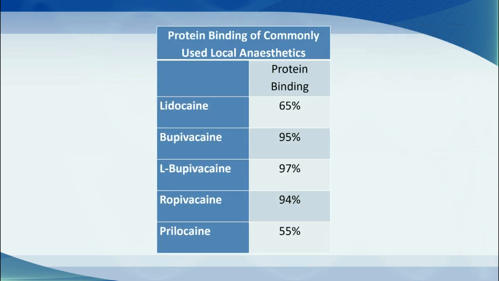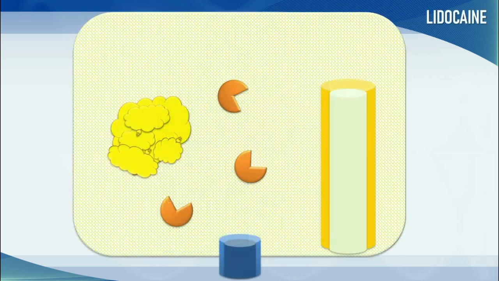This table shows you the percentage of the drug injected that binds to protein. The lowest protein binding is with prilocaine, 55%, and then lidocaine, 65%. So these are both short-acting drugs. For bupivacaine and its derivatives, L-bupivacaine and ropivacaine, that protein binding percent is in excess of 90%. For levobupivacaine, it's 97%. That's all at a pH of 7.4.